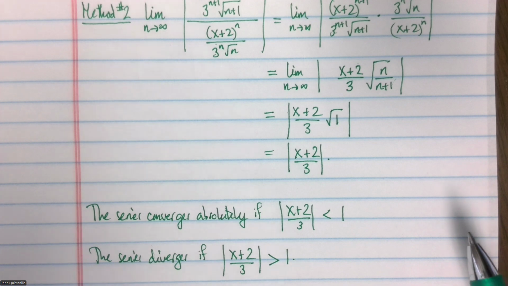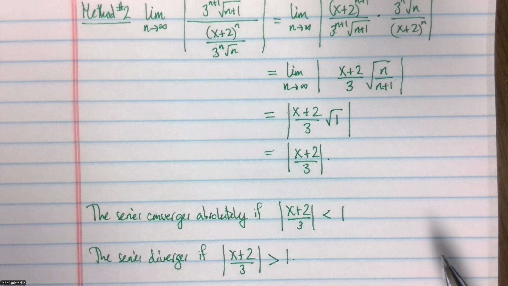The point being is that this could have been done with either the root test or the ratio test. Both work. I think the root test is slightly simpler, but they both work, and the analysis can be done that way.